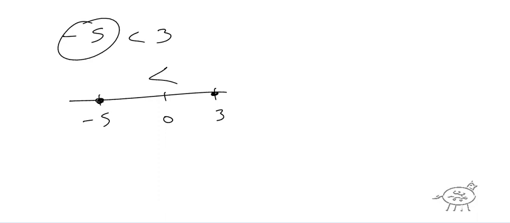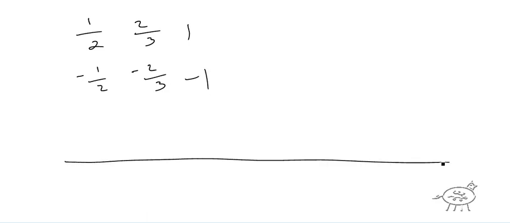Let's talk a couple more things too. Let's talk about fractions. So let's graph 1/2 and 2/3 and 1, and let's graph -1/2 and -2/3 and -1, just to kind of see where everything belongs on the number line. Okay, so I'm going to make a big old number line here. Here's 0. 0 is a nice reference point.